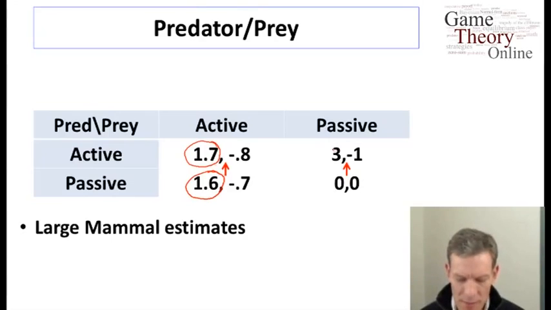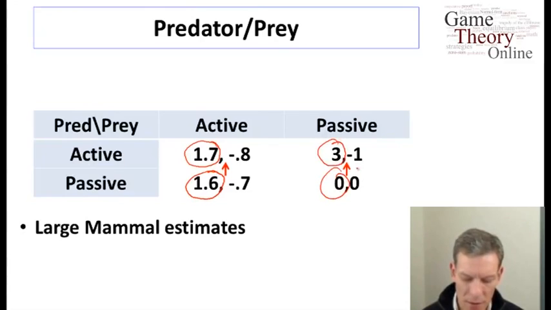We can do the same kind of analysis conditional on the prey being passive. So suppose the prey was going to be passive. What would the predator want to do? Well, they get 0 from being passive. They get 3 from being active. So again, we see a situation where it's better for them to be active rather than passive.